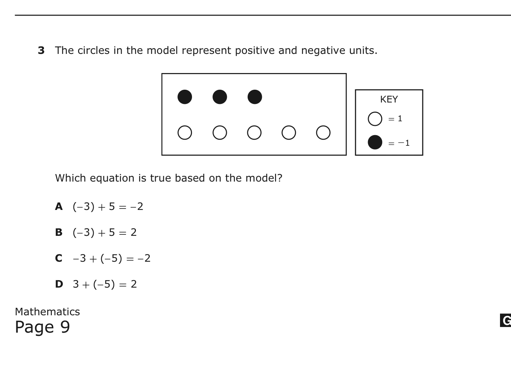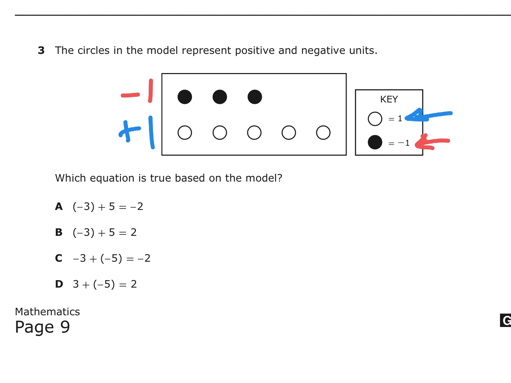Okay, so in number 3, the circles in the model represent positive and negative units. And so the ones that are shaded here in dark are -1. So right here, these are -1 for each one of those dark ovals that are shaded. And then the other ones, the ones that are not shaded, maybe we'll use blue for that, these here are 1. So these are +1.